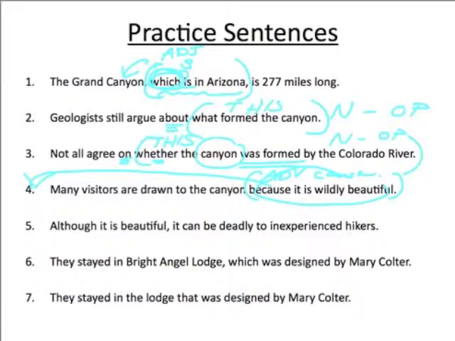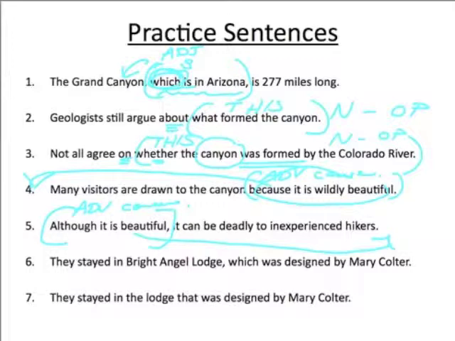All right. Although it is beautiful, it can be deadly to inexperienced hikers. That's another adverb clause of concession. And that one too, we could move that to the end. It can be deadly to inexperienced hikers, comma, although it is beautiful. We probably wouldn't say it that way, but you could. And that, again, isn't going to work with adjective clauses or noun clauses, so you can reposition them like that most of the time. I'm always nervous that there's going to be some exception, but okay.